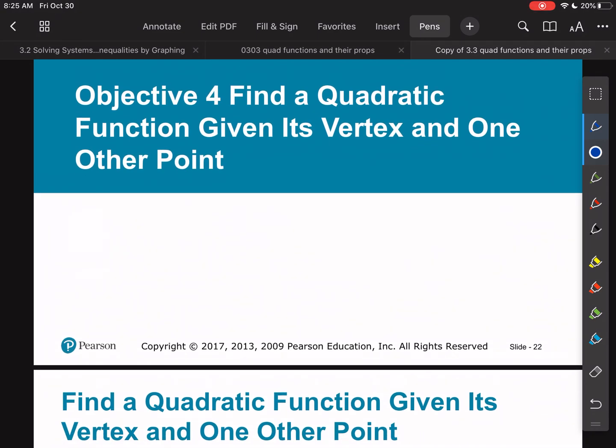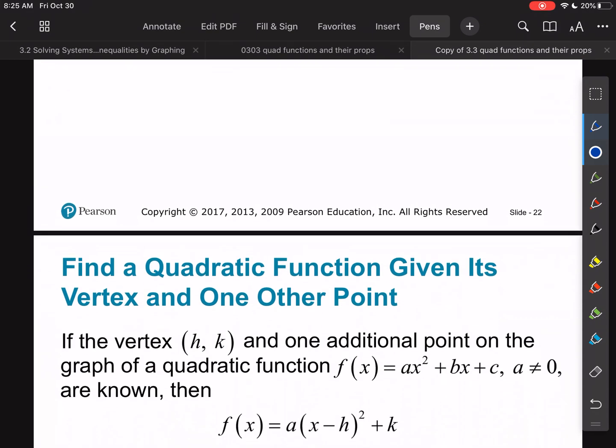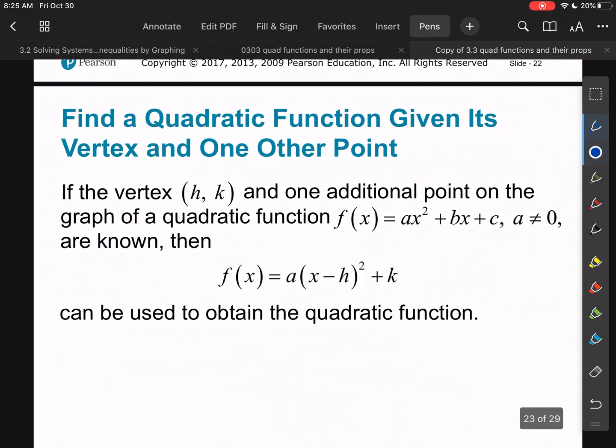Objective 4 is to find a quadratic function given its vertex and another point. So here we're going to bring in the vertex form of a quadratic. And I know this is a lot to review and a lot to remember, but you'll want to get this into your notes. So if I have a vertex and another point, it's easiest to plug things into the vertex form of a quadratic, which is this guy.